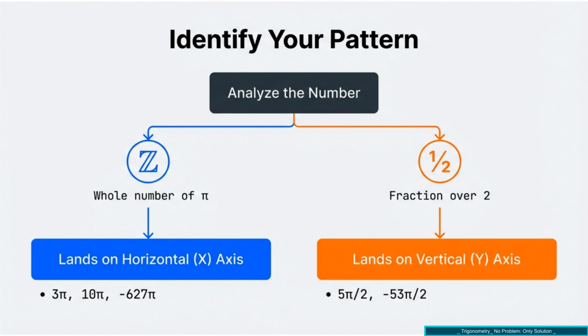To identify your pattern, analyze the number. A whole number of pi lands on the horizontal x-axis. A fraction over 2 lands on the vertical y-axis. Remember these, they're very important.